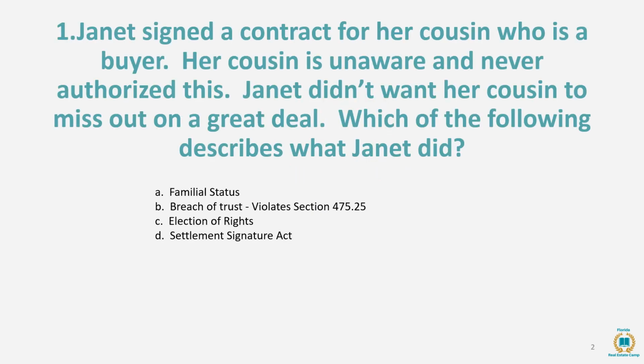Number 1, Janet signed a contract for her cousin who is a buyer. Her cousin is unaware and never authorized this. Janet didn't want her cousin to miss out on a good deal. Which of the following describes what Janet did? Is it A, familial status, B, breach of trust, C, election of rights, or D, settlement signature act?